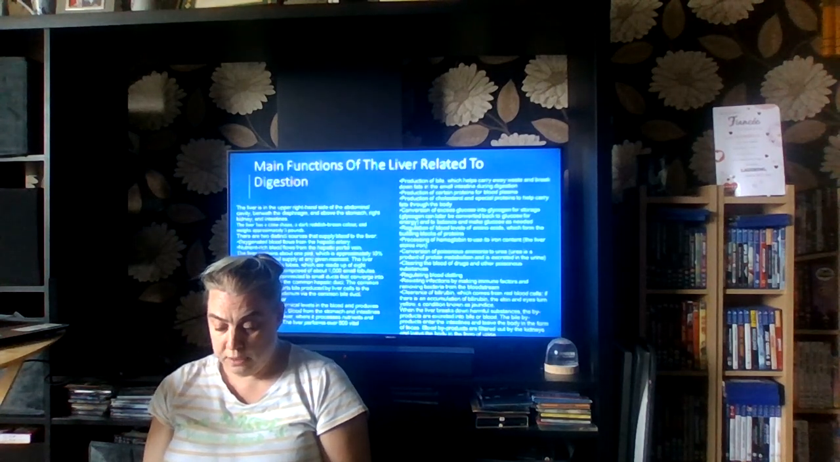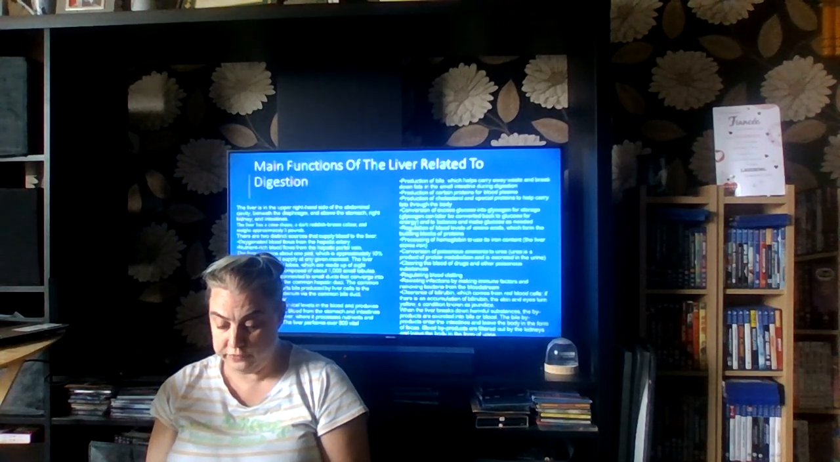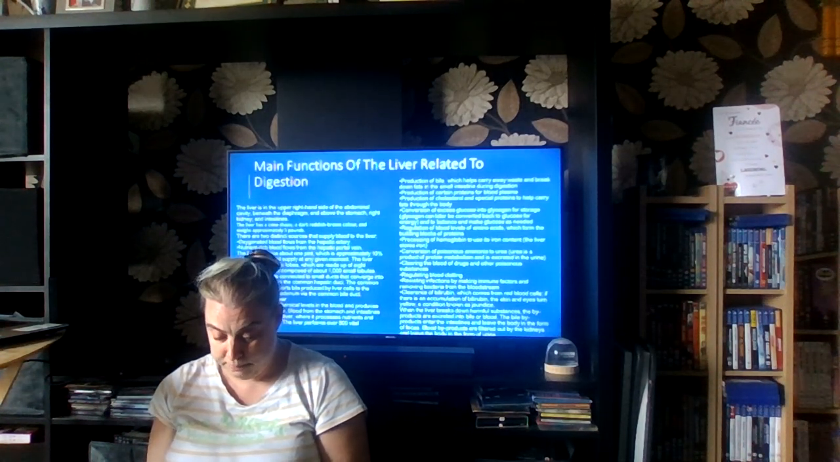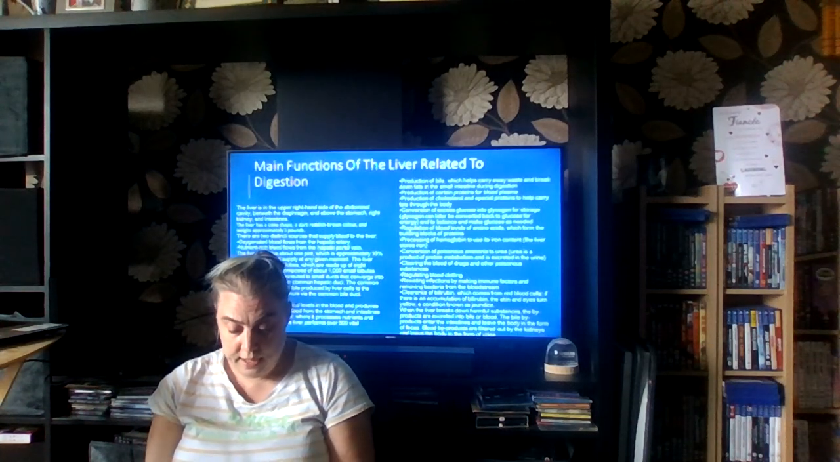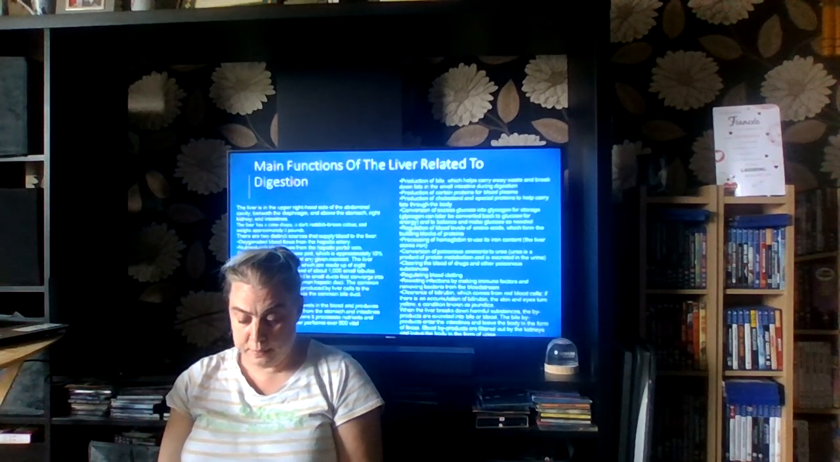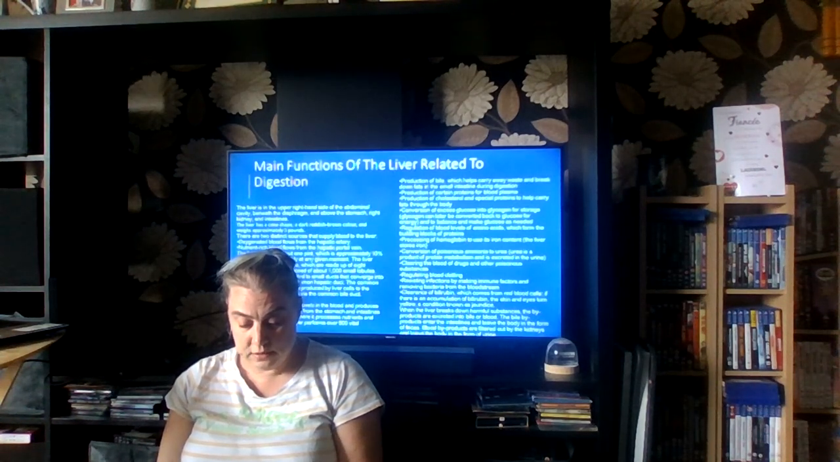Production of bile, which helps carry away waste and breaks down fats in the small intestine during digestion. Production of certain proteins for blood plasma. Production of cholesterol and special proteins to help carry fats through the body. Conversion of excess glucose into glycogen for storage.